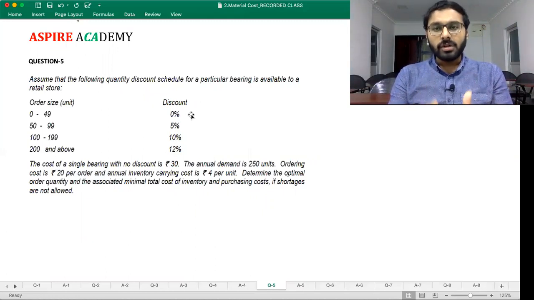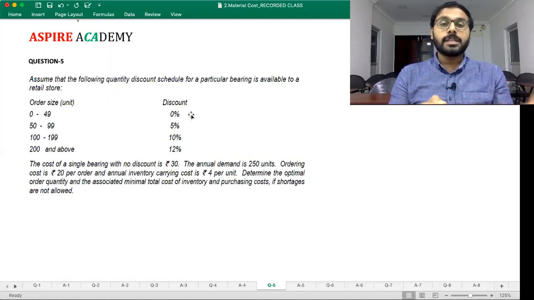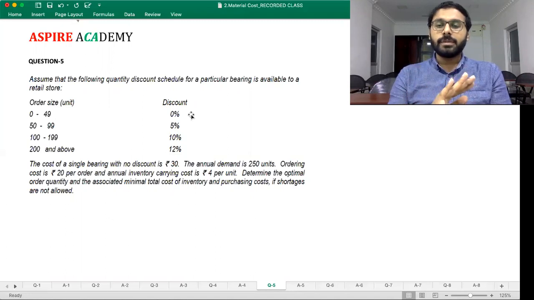Which means I'm not going to place an order size below 50 units, and I very well know that if I place an order size below 50 units, the cost is going to be greater for me. Because till 50 units, there's going to be no change in price also. How do I say that? The discount is also 0%, which means the price is going to be 30. If my order size is 49 or 48, there's going to be no change in the price of the material. So the cost is going to remain the same, and that cost is going to be the higher cost as compared to the remaining order quantities.